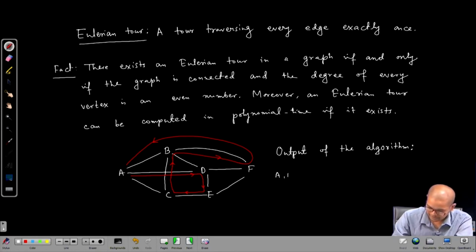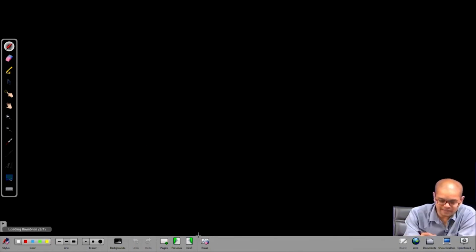A, D, E, C, B, F, A. And because of triangle inequality, so missing edges, so here is the preprocessing.